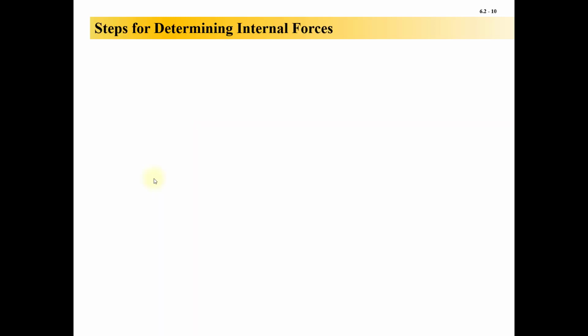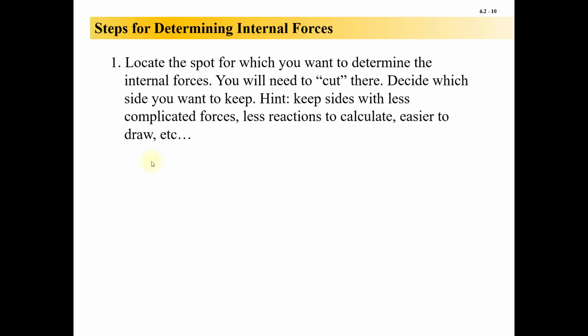So, how do you determine internal forces? Think about the spot where you want to determine the internal forces, because you're going to end up cutting there eventually. Maybe not right away, because you probably have to find some reactions first, but eventually you will be making your cut there. You're also going to be thinking, which side do I want to keep? There's going to be an easy side and a hard side. Perhaps, maybe it's 50-50. It doesn't really matter. Flip a coin. But sometimes you have an easy side and a harder side. If you have less forces, less reactions, less stuff going on, keep that side perhaps.